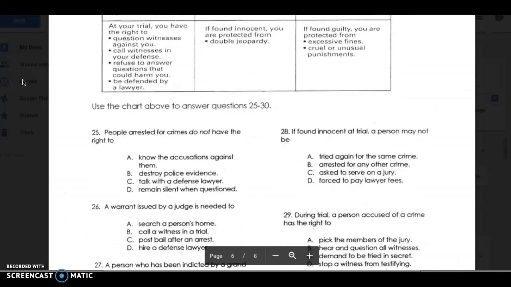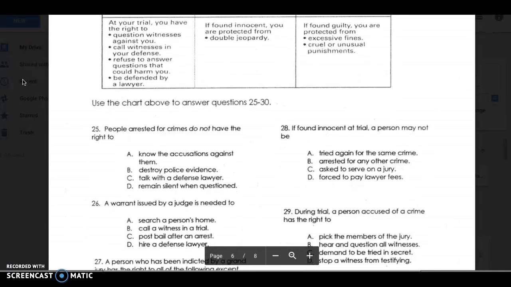Number 28. If found innocent at trial, a person may not be A. Tried again for the same crime. B. Arrested for any other crime. C. Asked to serve on a jury. D. Forced to pay lawyer fees.